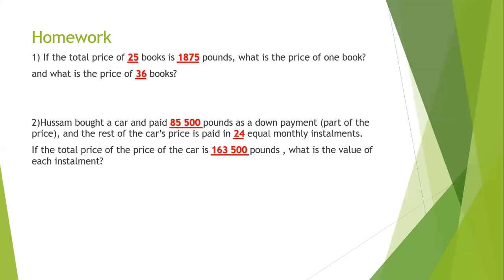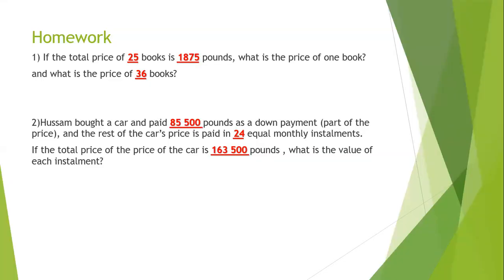The homework. If the total price of 25 books is 1,875 pounds, what is the price of one book? And what is the price of 36 books? So first you have to get the price of each one book. Then get the price of the 36 books.